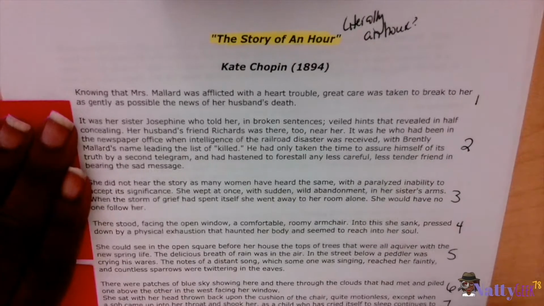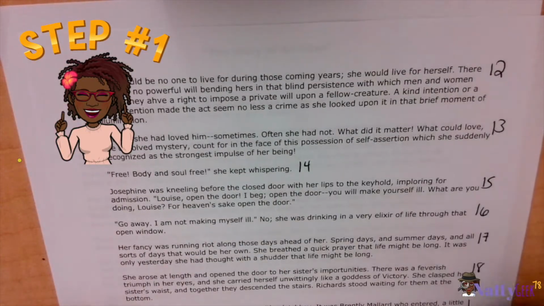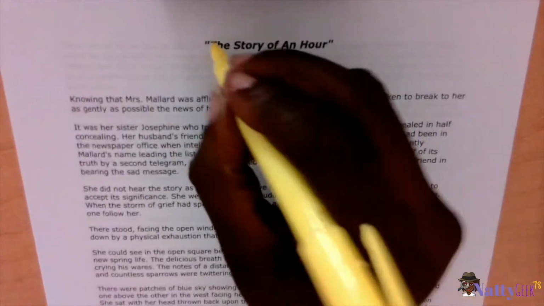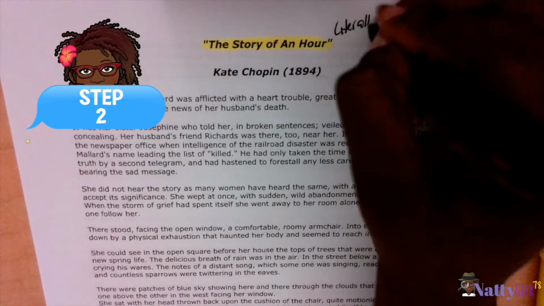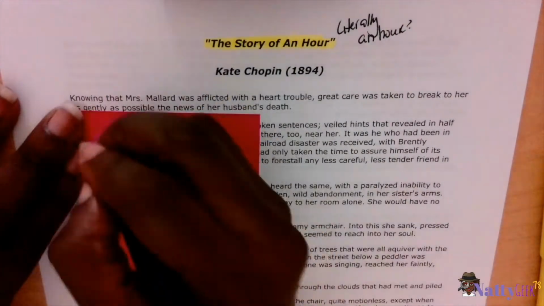So step number 1, you want to go ahead and number all those paragraphs. It's going to help you later on when you have discussion questions and when you have to write a written response. Step number 2, go ahead and attack that title. Pull out any inferences, make any predictions or generalizations or opinions about the title of the text you're reading.